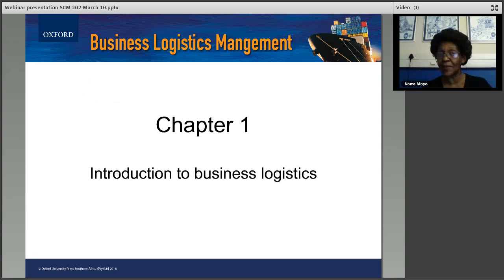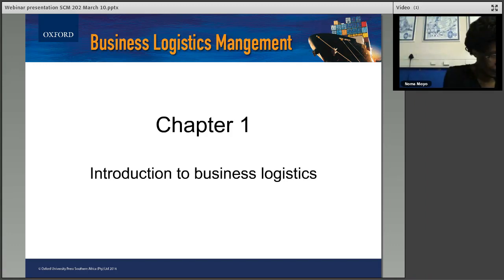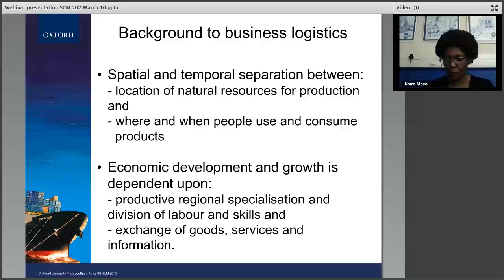Question 2 is derived from chapter 3 of the learner guide. So we have 1, 2, 3, and then we have chapter 4, which is mostly from chapter 7. So let's look at what we have in chapter 1 that you need to look at.